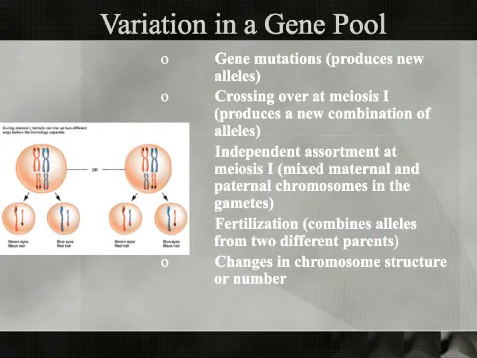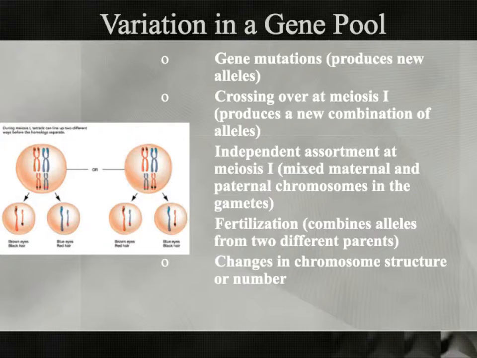Now variations in a gene pool. So gene mutations, these will produce new alleles, and this is through changing the DNA sequence. So you might have just simply one sequence change, or you might have multiple sequence changes. And these can be for good, these can be for bad, these can be lethal. There's a variety of different means that we've talked about in the previous unit that can result of a gene mutation.